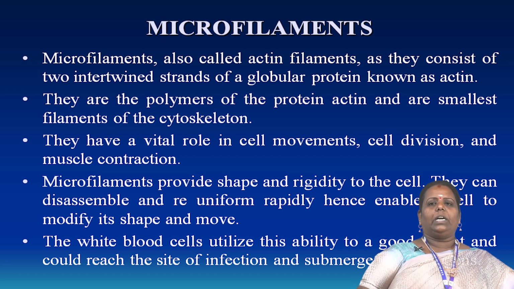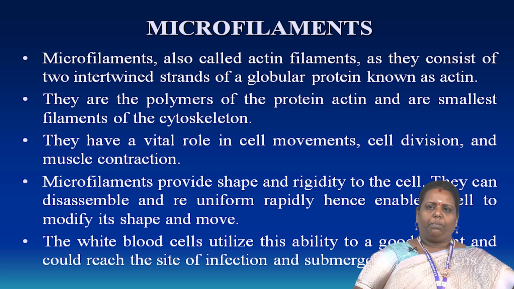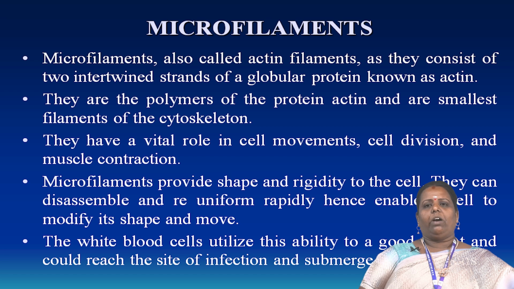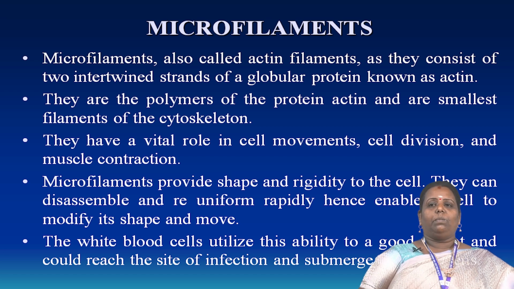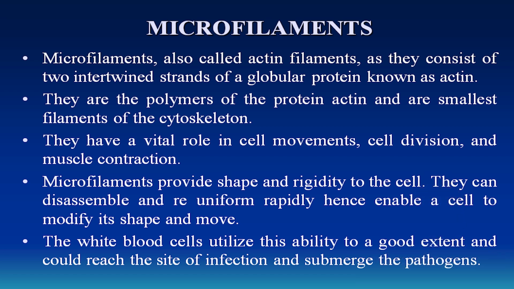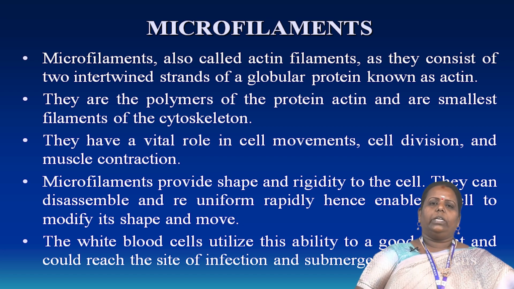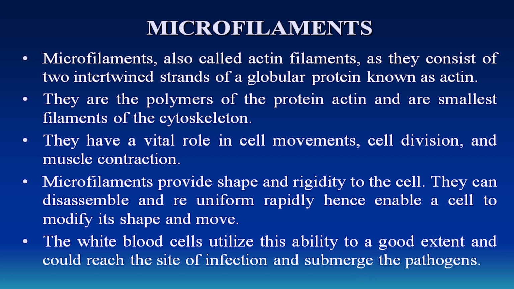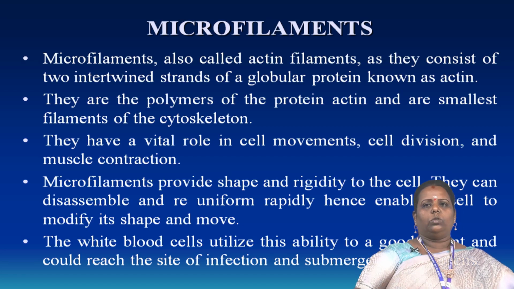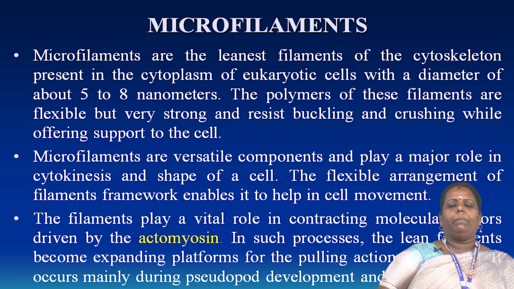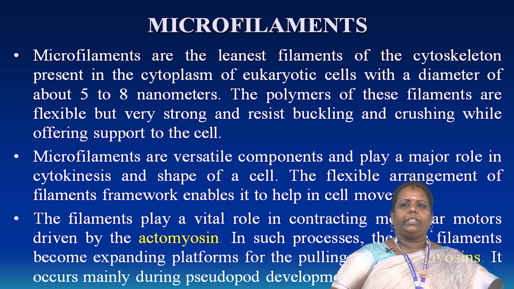Another role is muscle contraction and relaxation. The microfilament provides the shape and rigidity of the cell. It can be disassembled and reassembled rapidly, which enables a cell to modify its shape and move. White blood cells use this ability to extend and reach the site of infection and engulf the pathogens. Microfilaments are the thinnest filaments of the cytoskeleton.